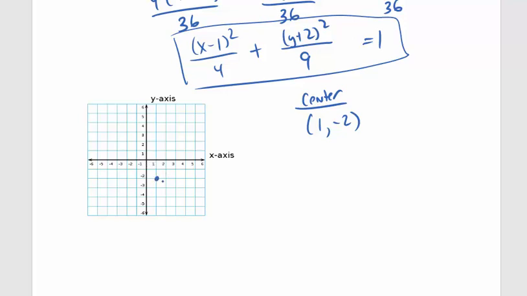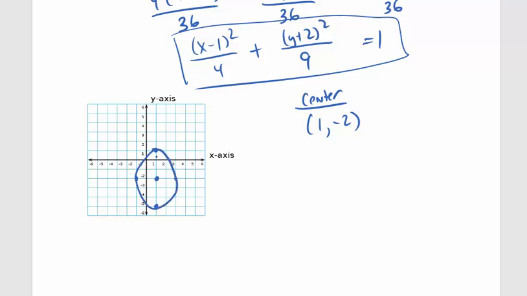Got my center. Now let's find my stretches. It looks like my y value is going to be my major axis here since it's larger. So if this is 9, that means the stretch is 3. So I go up and down from this point 3. So 1, 2, 3. There's a vertex. 1, 2, 3. There's another vertex. Let's see, my x, since this is 4, is going to get shifted 2 in both directions. So come back to my center, 1, 2. Minor axis endpoint, 1, 2. Okay. Go ahead and sketch my ellipse out there.